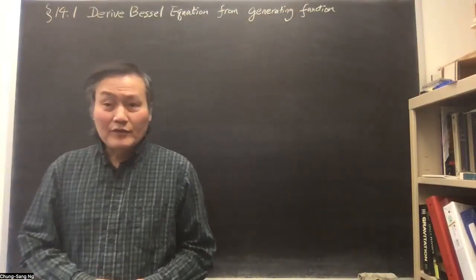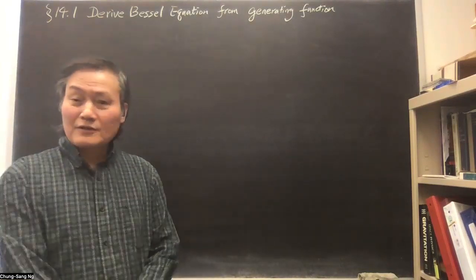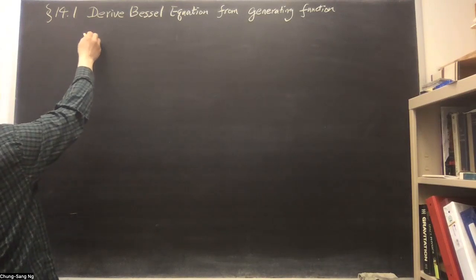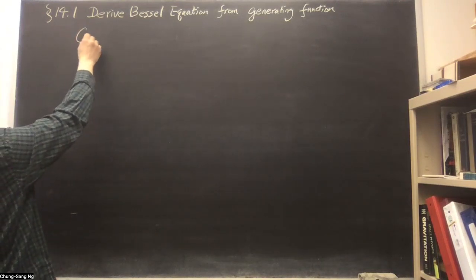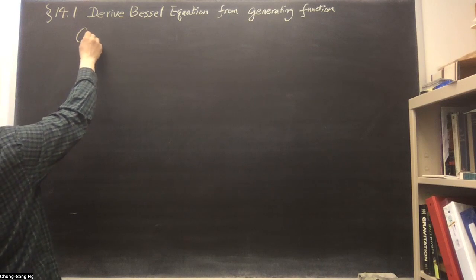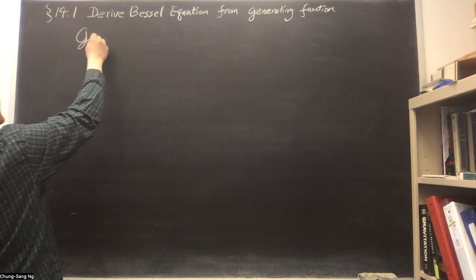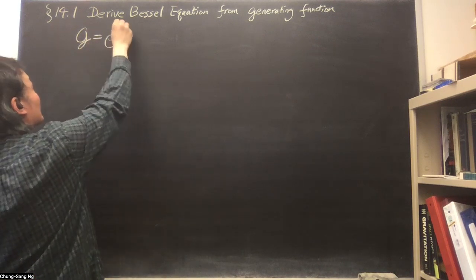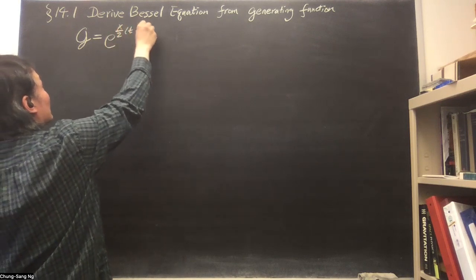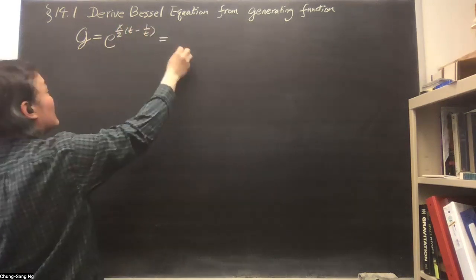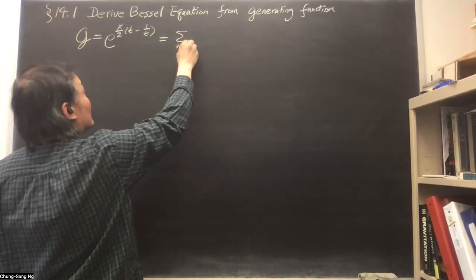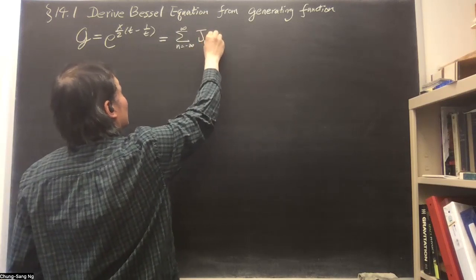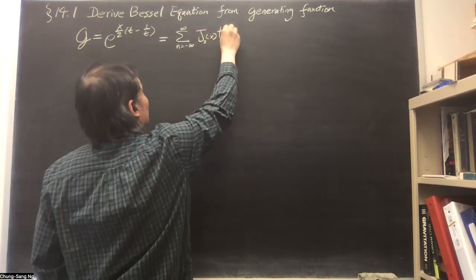Okay, we'll try to derive the Bessel equation from the generating function. So the generating function in section 14.1 for the Bessel function is given by this: g(x,t) = e^{(x/2)(t - 1/t)}, which is equal to the sum over all integer n of J_n(x) t^n.